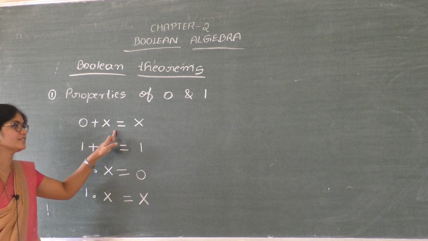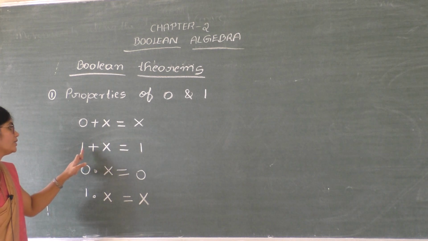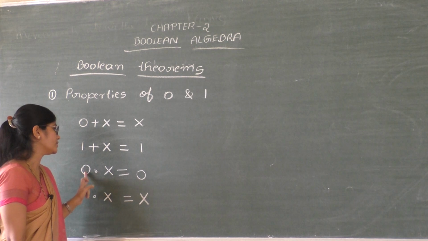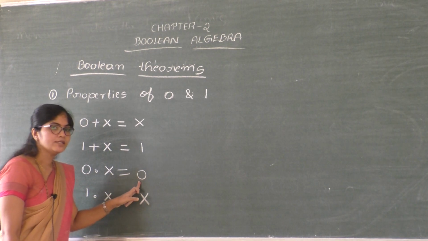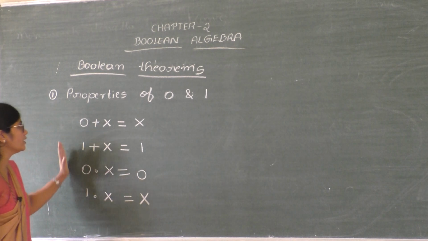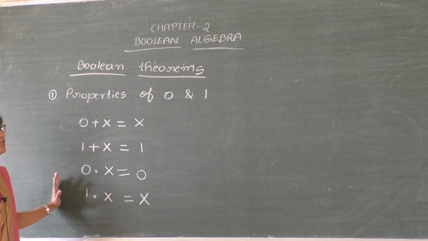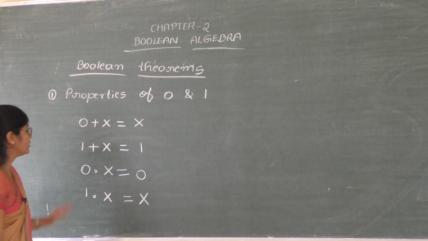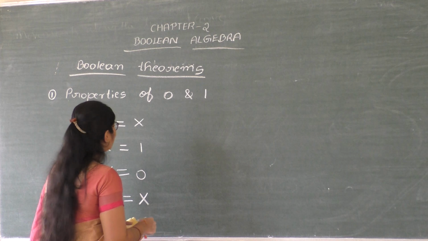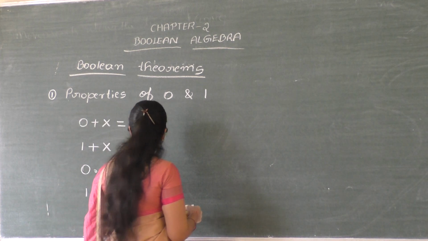0 plus x is equal to x. 1 plus x is equal to 1. 0 into x, 0 dot x is equal to 0. 1 dot x is equal to x. These are the properties of zeros and ones. So we shall prove this using proof by perfect induction method and truth table method.